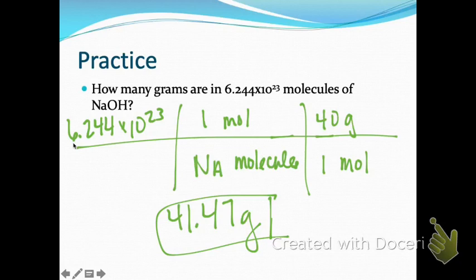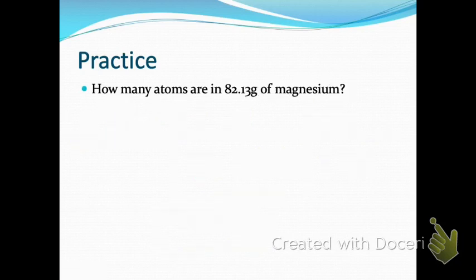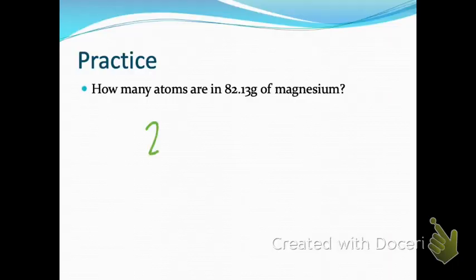Okay, you're going to do the next one on your own. I will answer questions about this as I walk around. Try that one on your own. 2.035 times 10 to the what? 2.03 times 10 to the 24th. How many of you agree? Are we close enough? Are we in the ballpark? No.